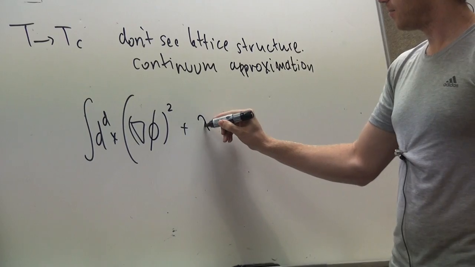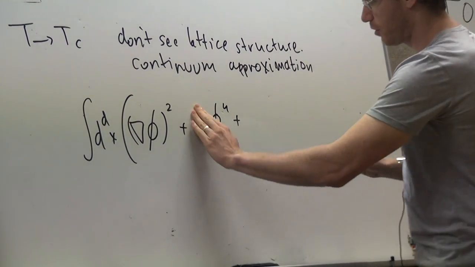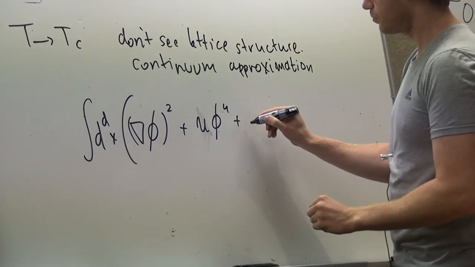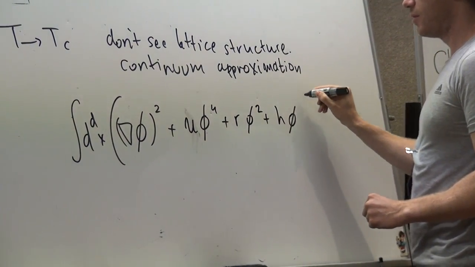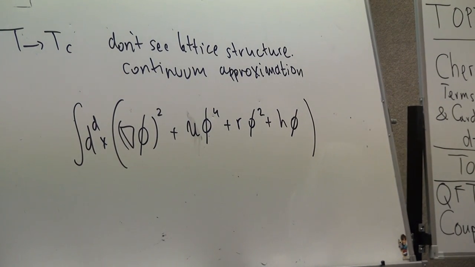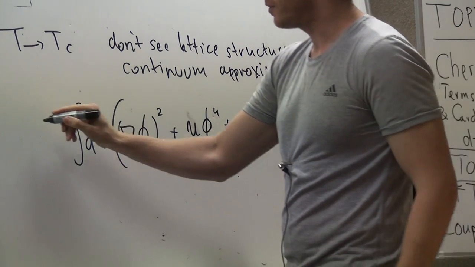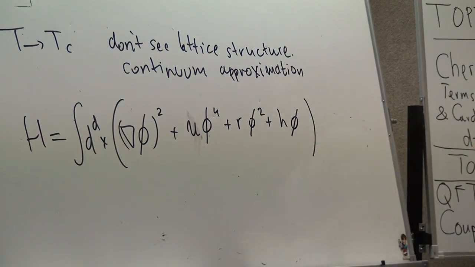Plus lambda phi to the 4, okay, this is usually called u. And then there's r phi squared plus h phi. So this is the kind of field theory that you would write in the continuum to describe the Ising model. So that's the energy density of the Ising model near Tc, and this is a valid description here near Tc.